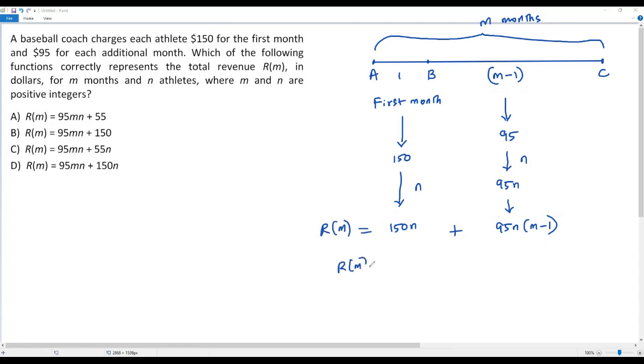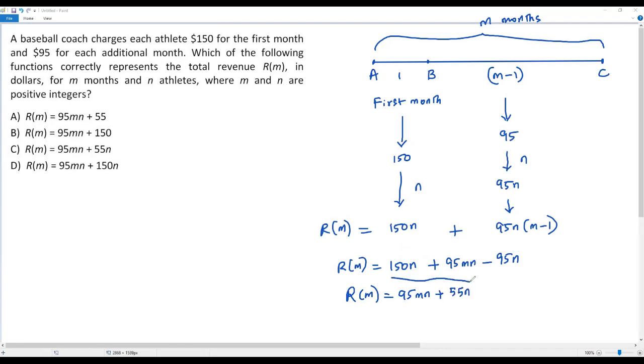That is R of m equals 150 times n positive. We can distribute this 95 n to this m, then I'm getting 95 times m times n, positive times negative is a negative, and 95 n times 1 is 95 n. Okay, here R of m equals, we can write this one at first, that is negative 95 mn. When I combine positive 150 n and negative 95 n, I am getting positive 55 n.